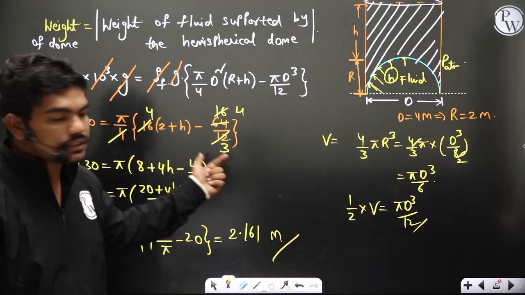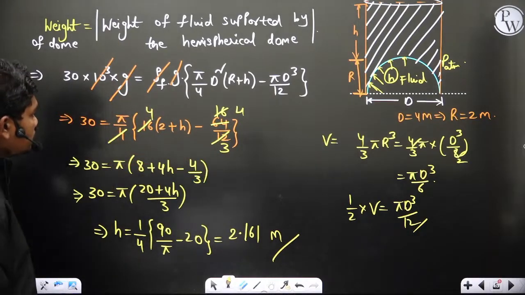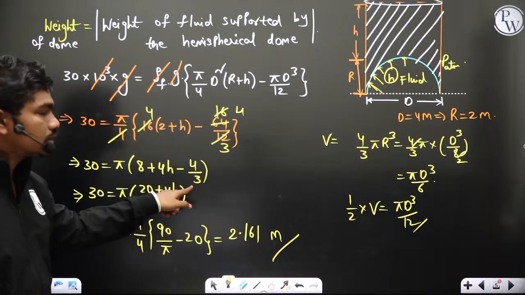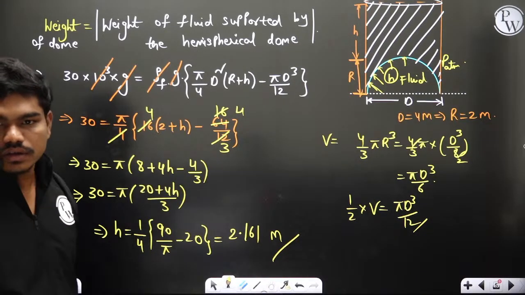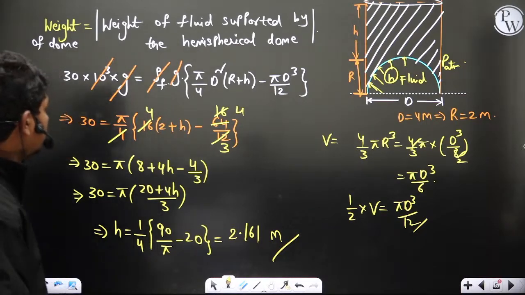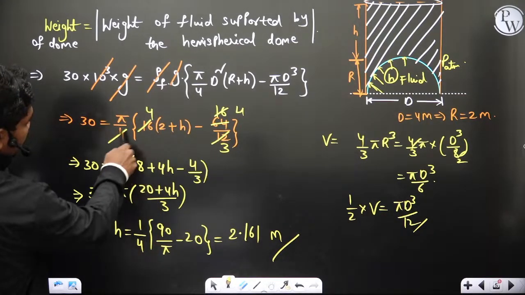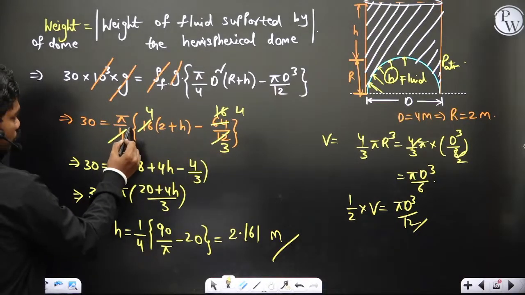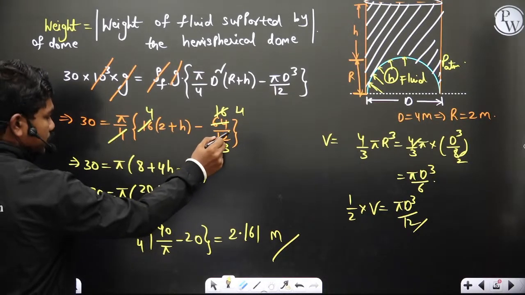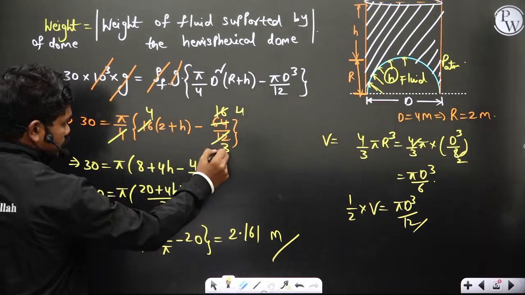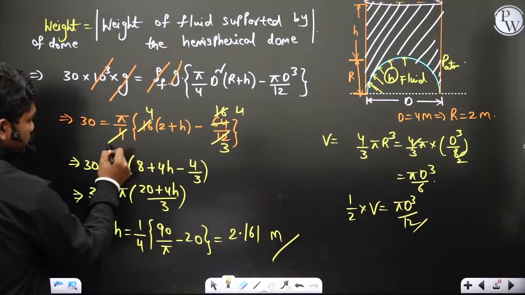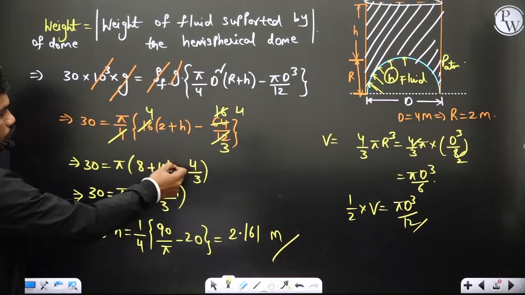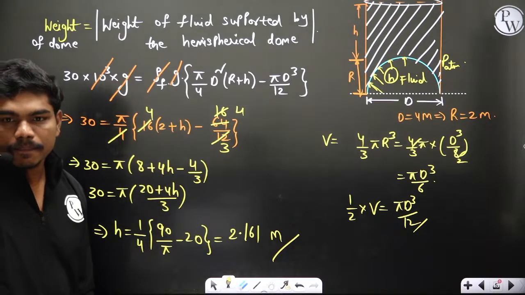Okay, third step, 1 2 3. This 3 is here, still continuing. In the third step, what happened? 30 is equal to pi by 4 into 16 times of 2 plus h minus 64 by 12. So this 4, you can cancel 4 with the 3 times and the 16 times. Then using this 4, we have calculated 16 4 times, and 8 plus 4h minus 4 by 3.